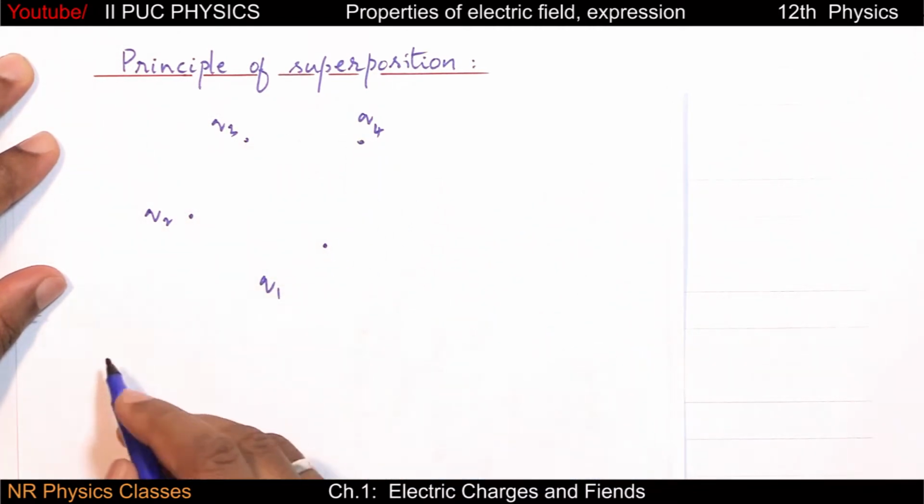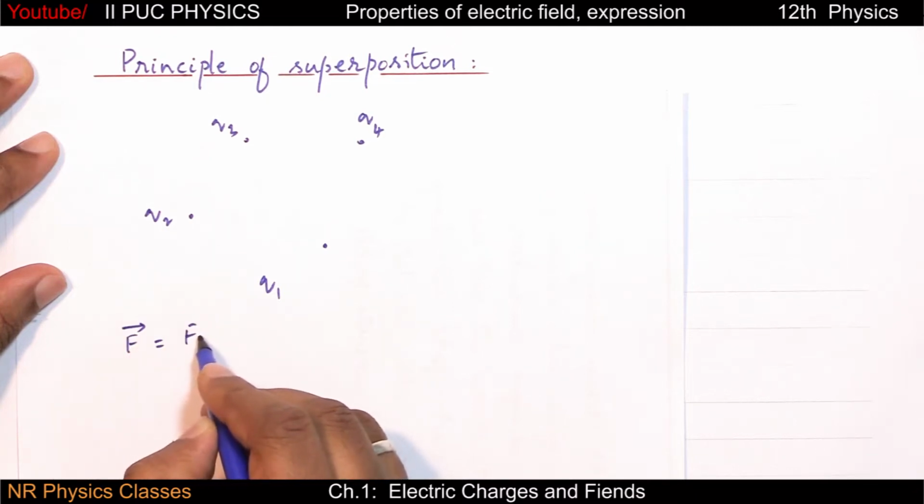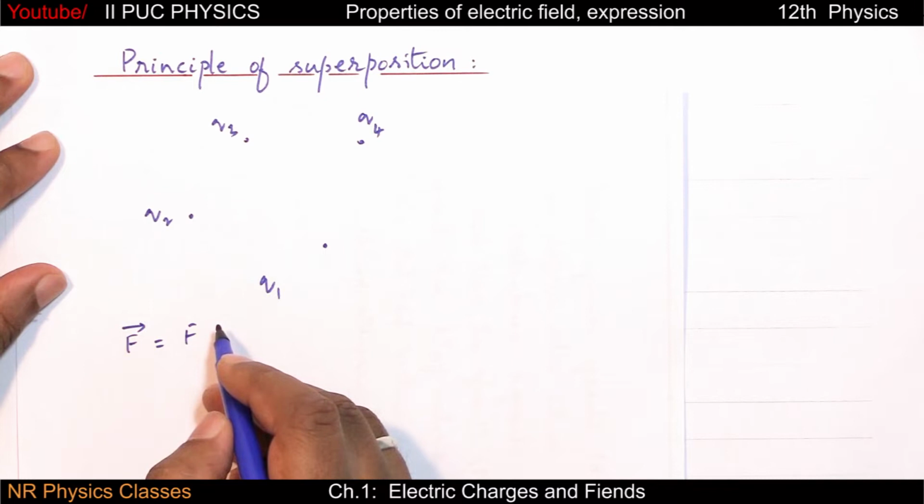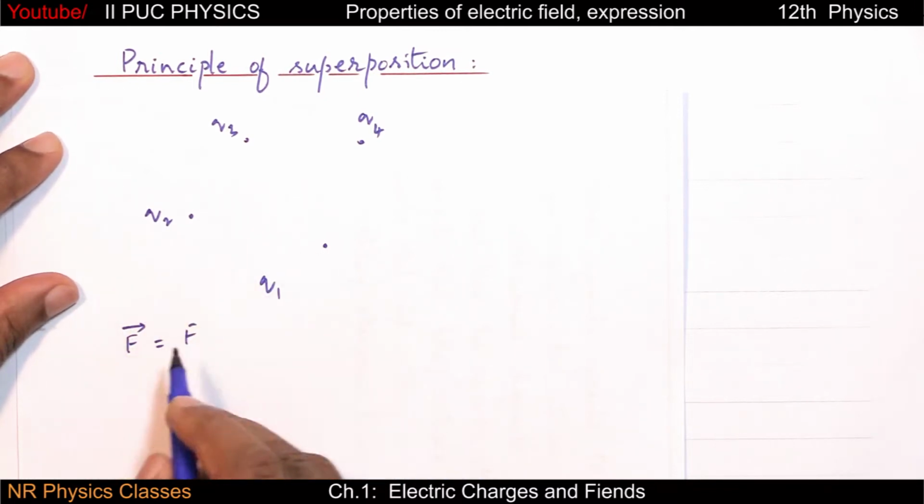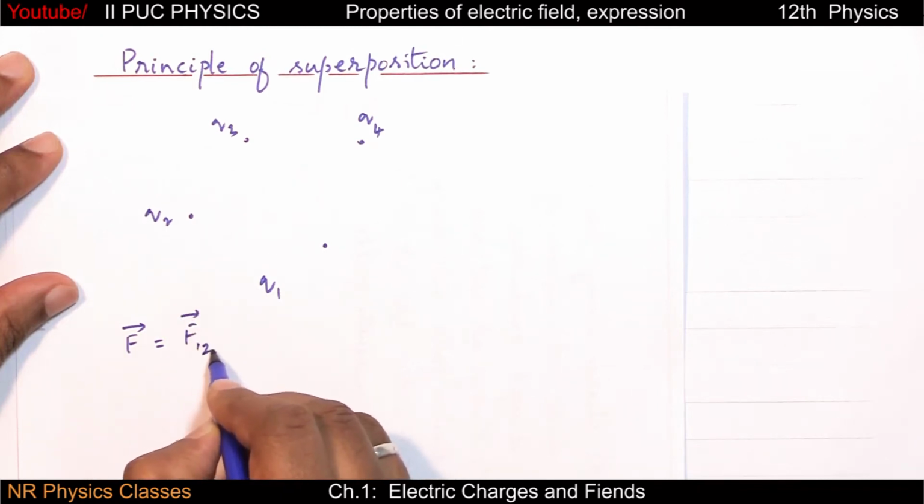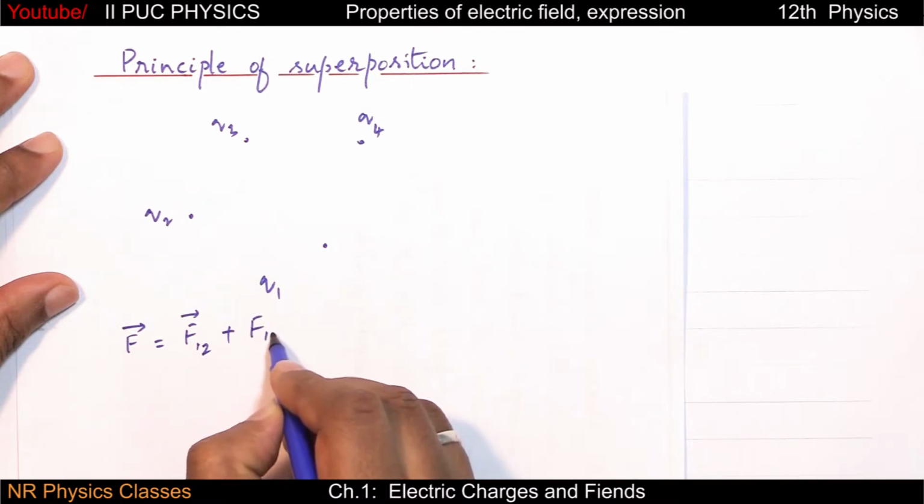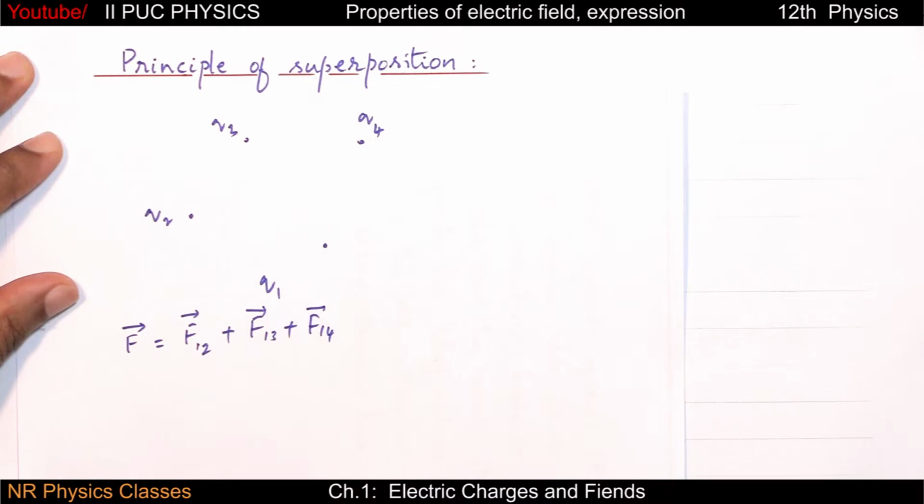It is the vector sum of the force due to two charges taken at a time. So F equal to F12 plus F13 plus F14. This is just a notation. This represents force on Q1 due to Q2, force on Q1 due to Q3.